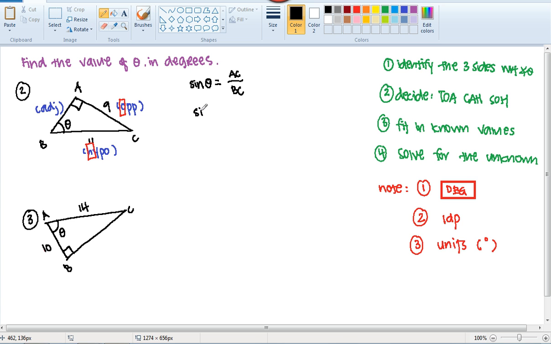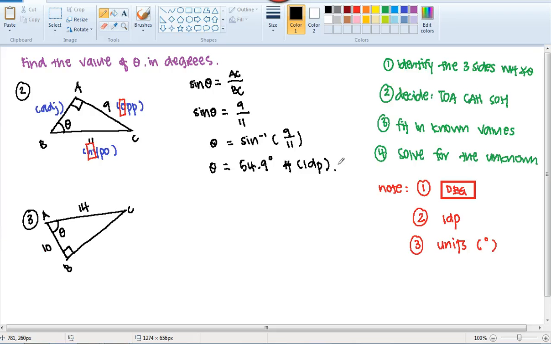So right now, I'm going to move on to step 3, where I'm going to fit in my known values. So AC's value is 9, BC's value is 11. So in order for me to find the value of theta, I'm going to take the inverse function of sine and leave my final answer corrected to one decimal place. Not forgetting my units. Okay, so with that, pause this video, work on example 3 on your own. I'll come back with the solution in a while.